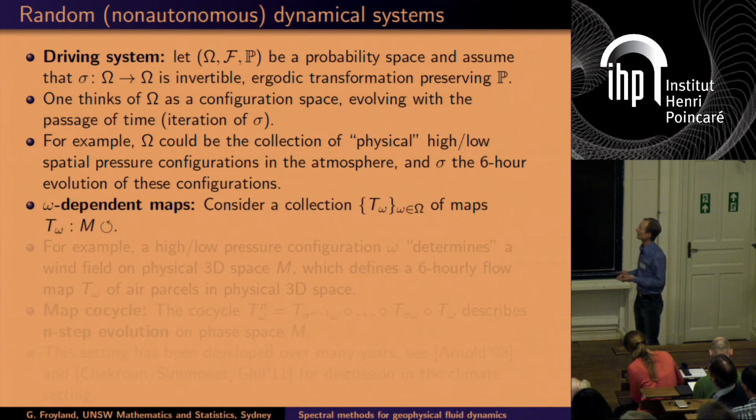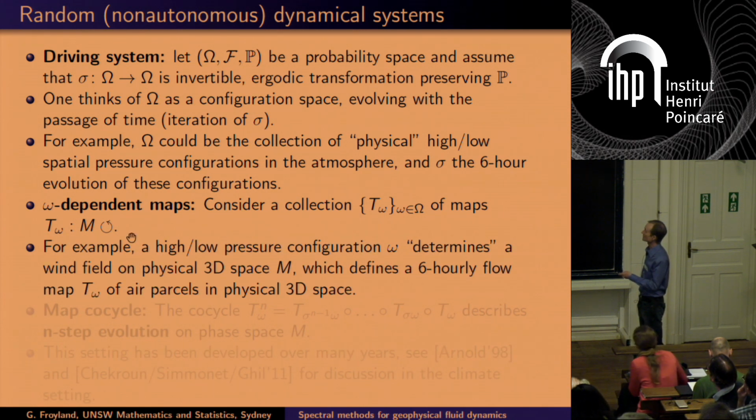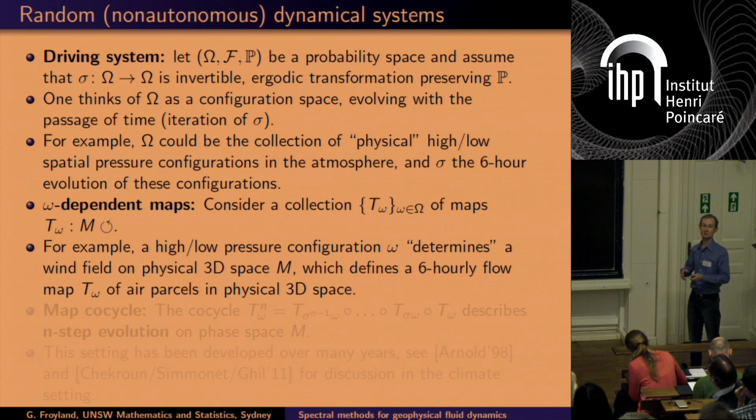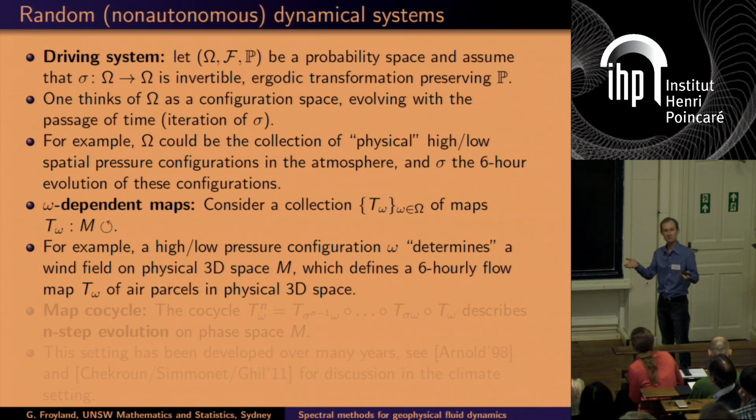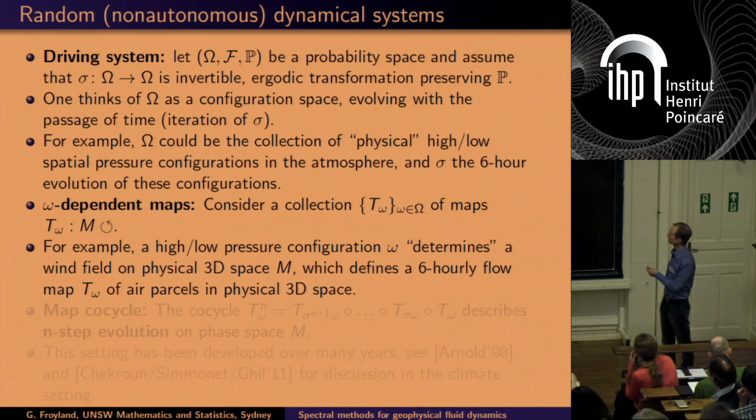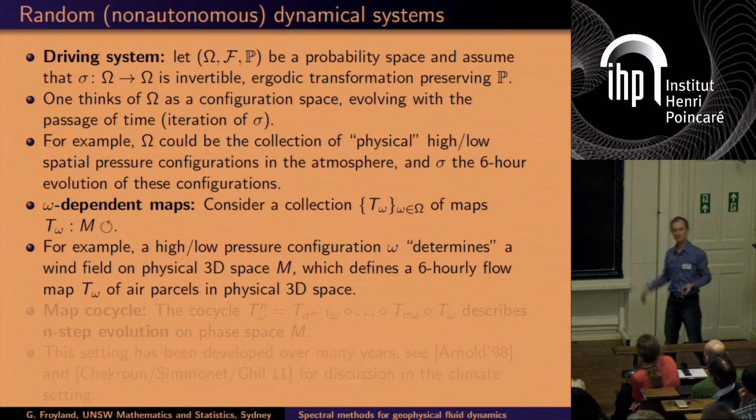Then in the phase space, I have a collection of maps that are going to be parameterized by these configurations, and my phase space I'm calling M. And to continue with this atmosphere example, M might be physical 3D space, so it might be the physical 3D atmosphere. And if you give me a configuration of high and low pressure system, then this will determine a wind field, and that wind field will move around air parcels in the physical 3D space. So T omega could be the map that maps an air parcel from where it is now to its location in 6 hours' time. So that's a map on the physical 3D space.